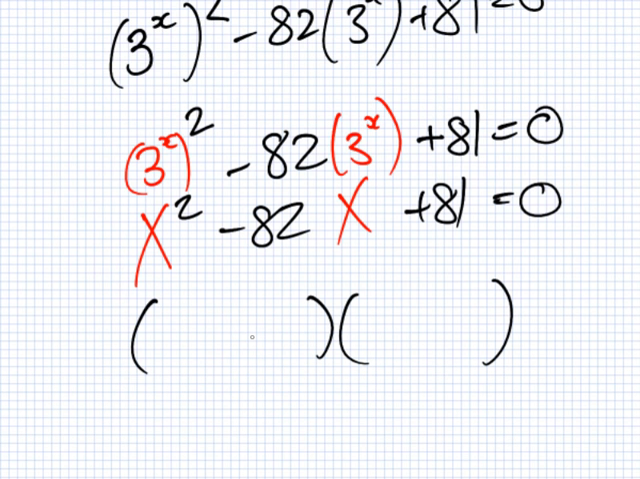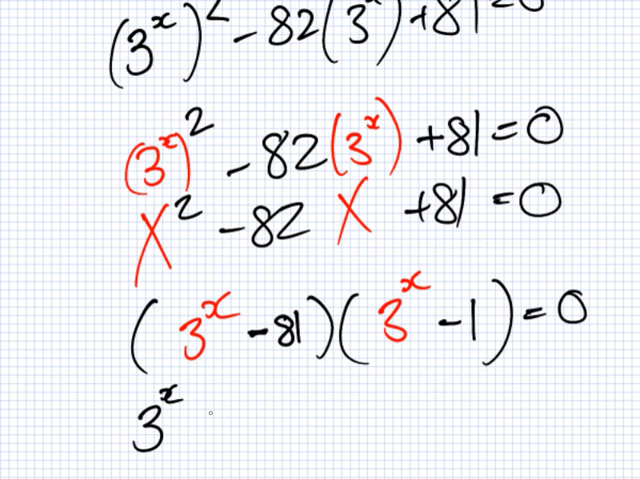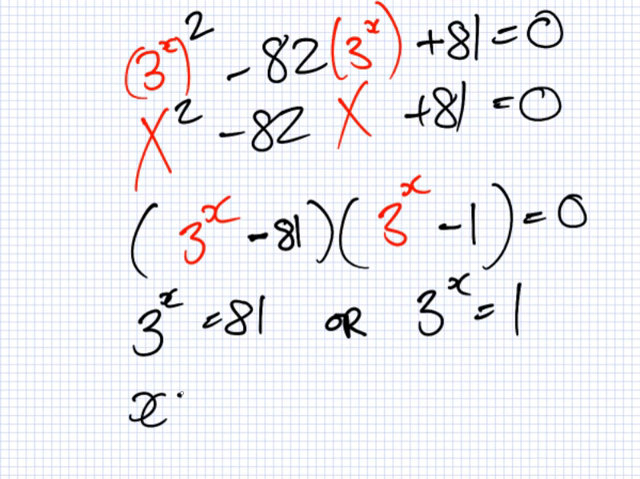What would be the factors here? You would have a minus 81, minus 1. And this would be x and x, big X, big X. But it's not big X, what is it? It's 3 power x, isn't it? Equals 0. Now things are looking a lot better, because now you can say 3 power x equals 81, or 3 power x equals 1. Yeah? So what's the x here? 4. And the x here? 0.